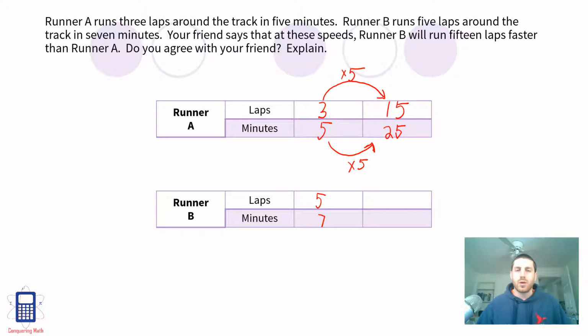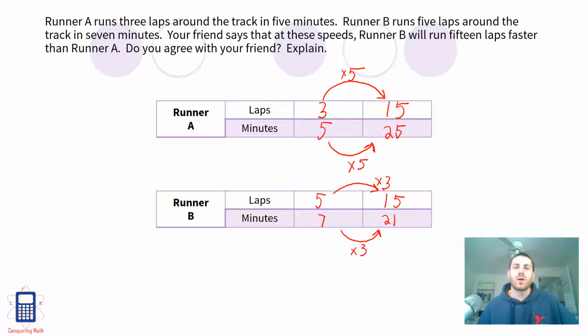Now we'll take a look at runner B. So she's running 5 laps in 7 minutes. And again, she needs to get to a total of 15 laps. And so we'll draw another arrow here. And to get from 5 to 15, this time we're multiplying by 3. And whatever we do on the top, we've got to do on the bottom to keep it consistent. So we'll multiply 7 times 3. And we figure out that runner B runs 15 laps in 21 minutes.